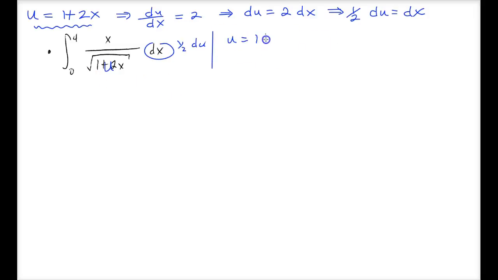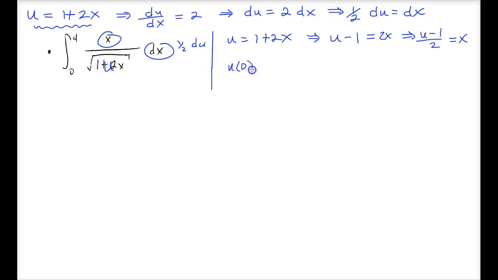So let's go ahead and do that. From here, we see that if we subtract 1 from both sides, and then divide both sides by 2, we will get (u minus 1) over 2 is equal to x. So now we have a way to replace x in terms of u. And of course, the last thing that we'll do is take the limits of integration and translate those in terms of u as well.